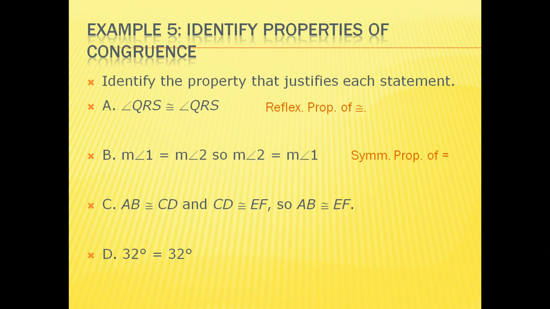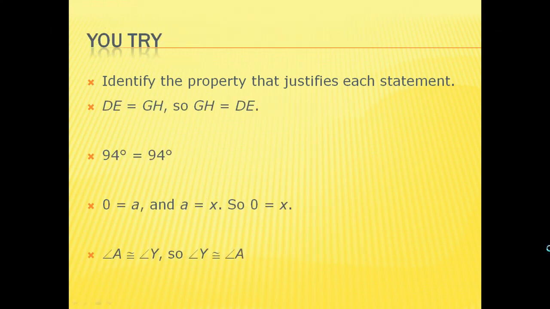AB is congruent to CD, and CD is congruent to EF, so AB is congruent to EF. This would be the transitive property of congruence. 32 degrees equals 32 degrees. This is the reflexive property of equality. You try it. Identify the property that justifies each statement.